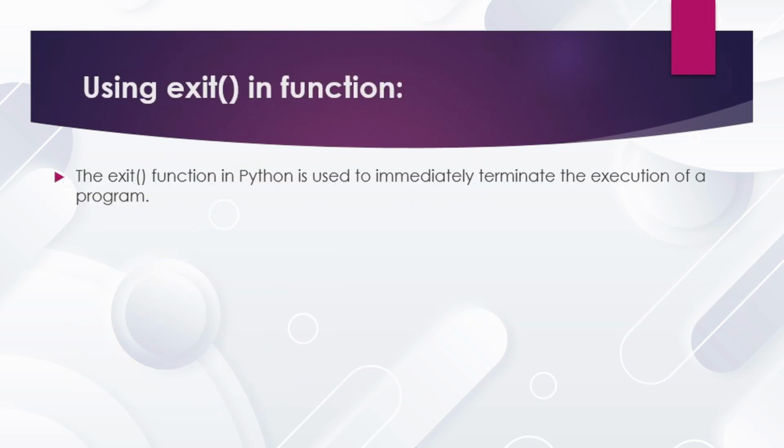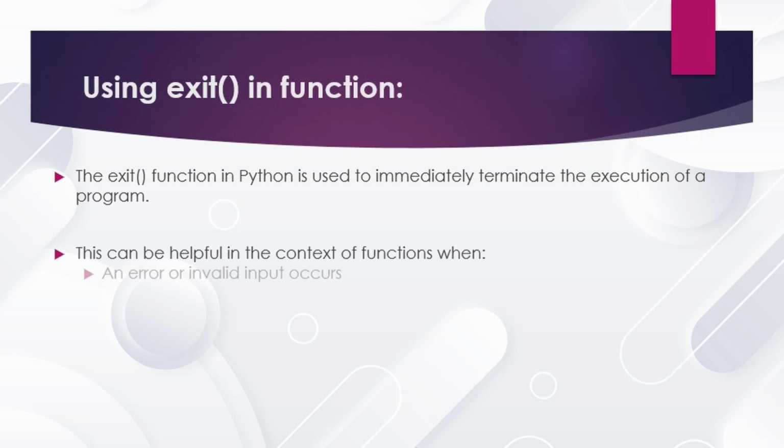The exit function in Python is used to immediately terminate the execution of a program. When called, it stops all further code execution regardless of where it is used, including a function. This can be helpful in the context of functions when an error or invalid input occurs and we want to stop the program instead of continuing.